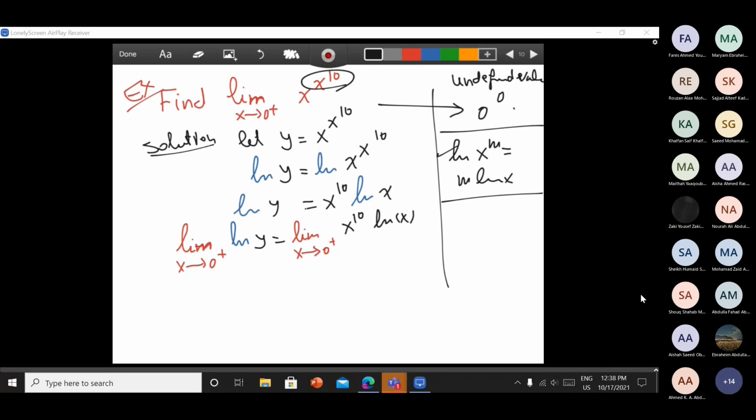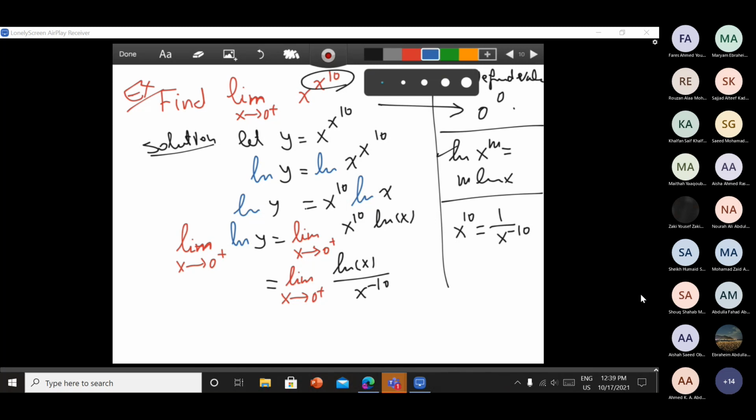How can I make it a fraction to use the L'Hopital rule, right? So to use the L'Hopital rule, I have to make this one a fraction. Yes, I know any power, I can bring it down with a negative power. So this one will be the limit when x tends to 0, and I will leave the ln x up here, and I know x to the power 10 is 1 over x to the minus 10. So this one will be x to the minus 10. Now I am ready for the original case of L'Hopital because this will be infinity over infinity, right?